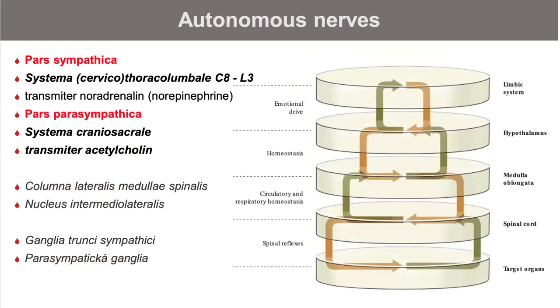The next slide is showing you the control of the peripheral autonomic nervous system, how the pyramid of the higher center is going and interconnecting to the lower center. It means the upper motor neuron and the lower motor neuron are always interconnecting together. So the peripheral actions of the autonomic nervous system are subject to control at various levels, as you see.